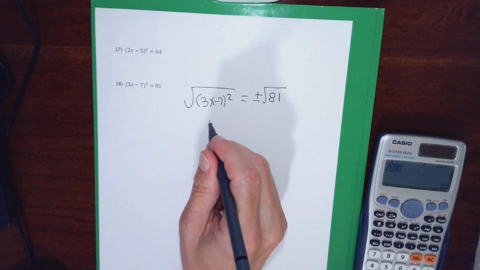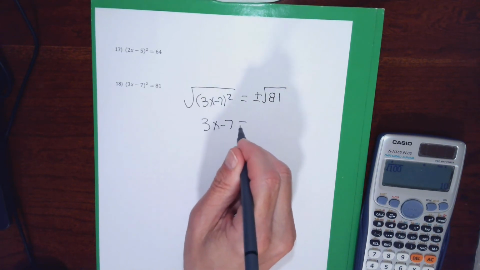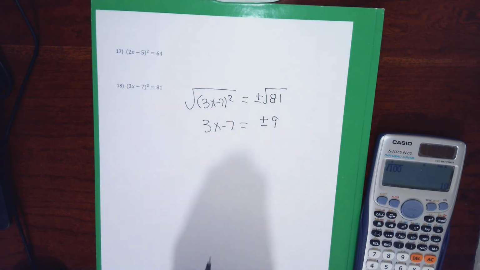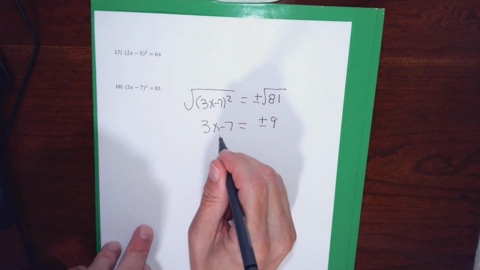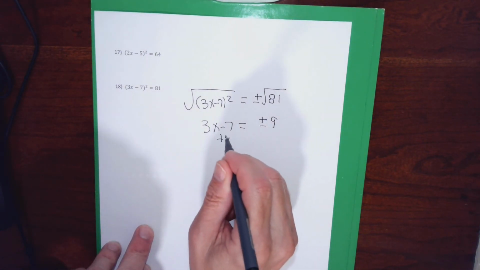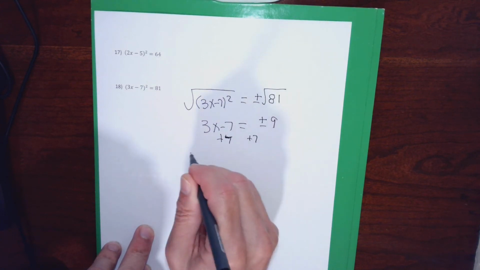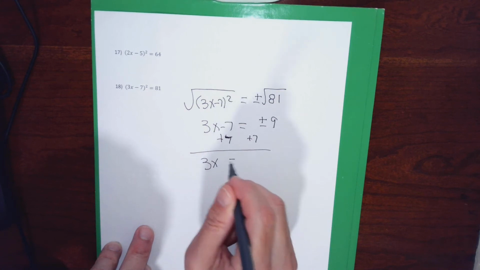On the left-hand side, I get 3x minus 7. On the right-hand side, I get plus or minus 9. Since I don't, on the right-hand side, have an I or a square root, my best answer should not have a plus or minus sign. It should be two separate numbers. And there's a couple ways to solve this. Let me show you the way that I think is best for this particular problem.